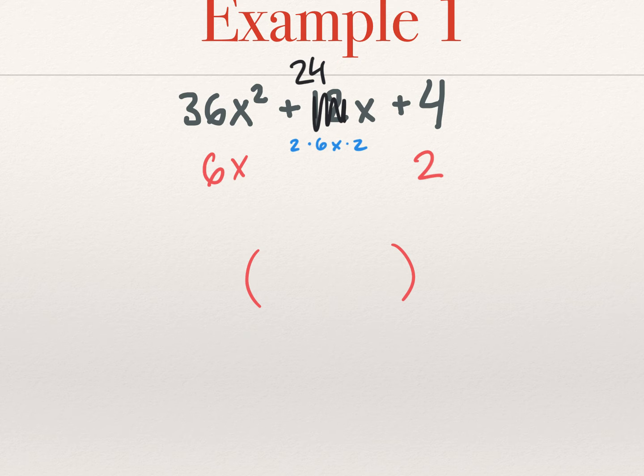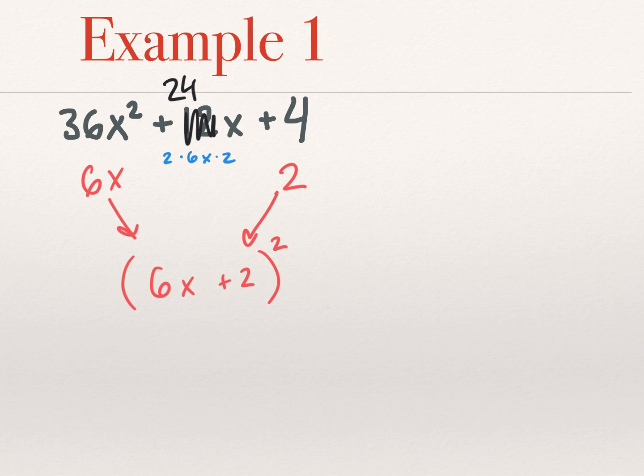What would go into my parentheses here? Awesome, 6x plus 2. So we just write this one and put it in the parentheses. And it's squared. Because we're using our perfect square shortcut, we have to make it squared.